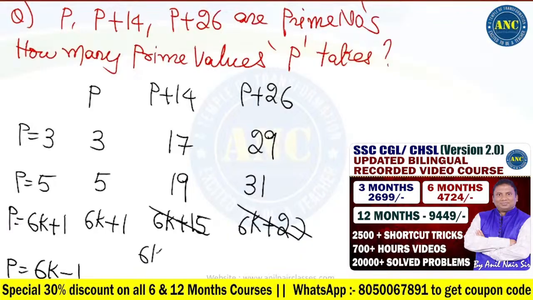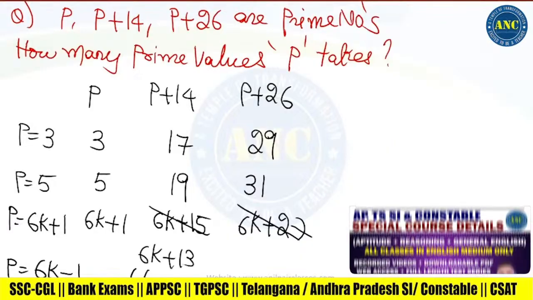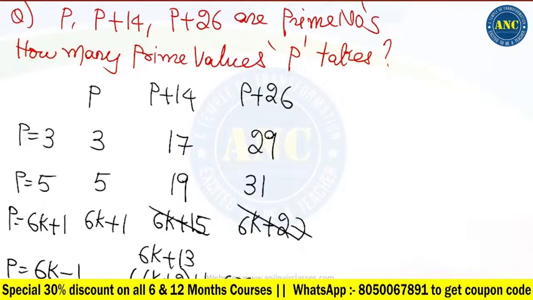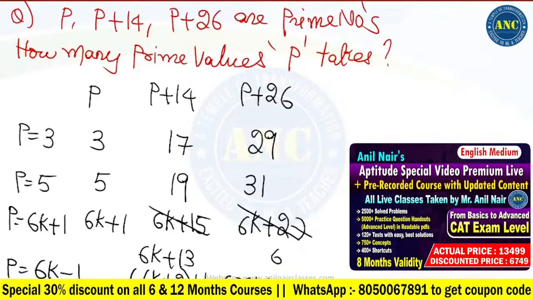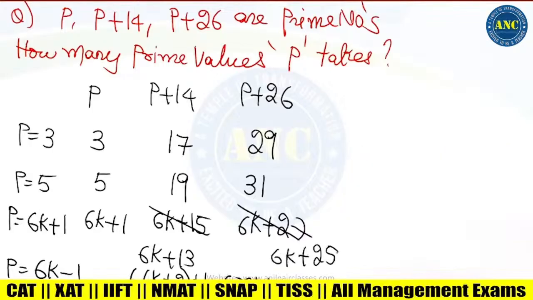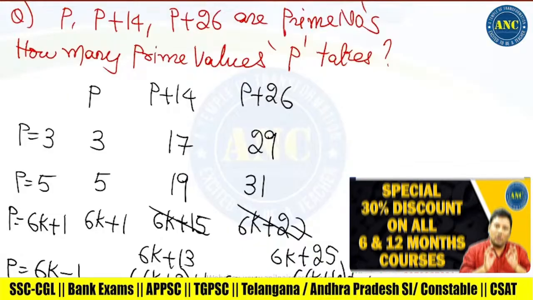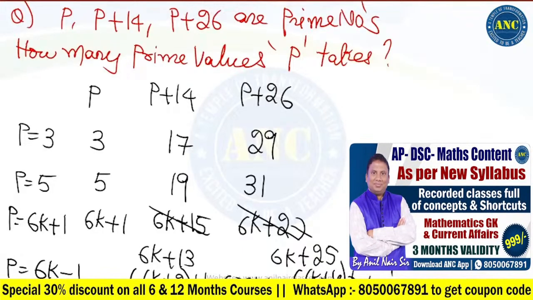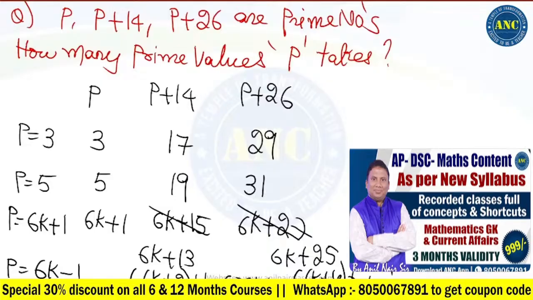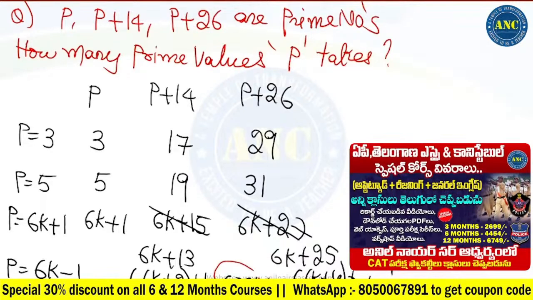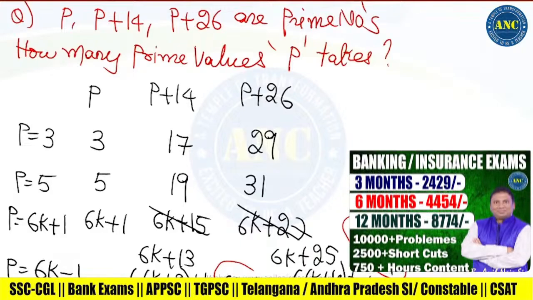Now 6k minus 1: P plus 14 is 6k plus 13, which is 6 into k plus 2, plus 1. I will call k plus 2 as x. Similarly, P plus 26 is 6k plus 25, which is 6 into k plus 4, plus 1. I will call it 6y plus 1. That means if I take a prime number of the form 6k minus 1, there are some values where P plus 14 behaves as 6x plus 1 and P plus 26 as 6y plus 1.